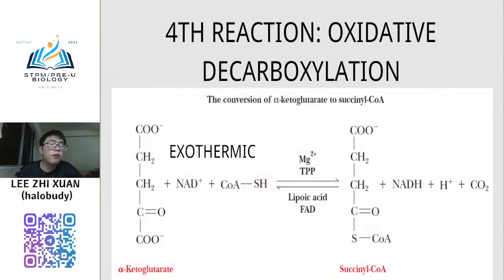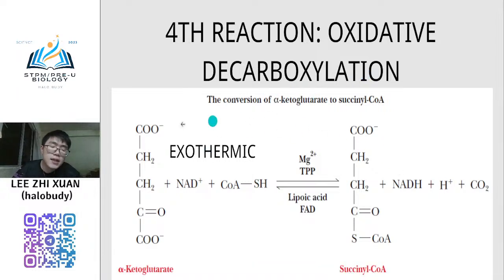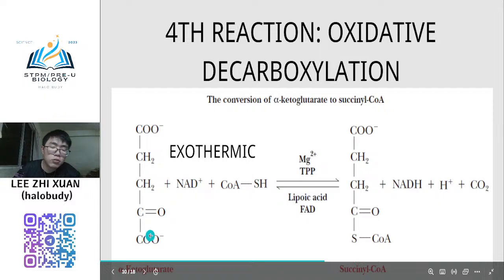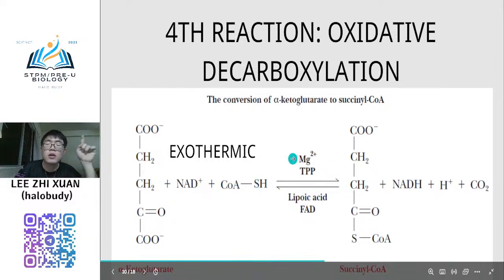Okay, and then the fourth reaction is also oxidative decarboxylation. In this reaction, alpha ketoglutarate will undergo oxidative decarboxylation to form succinyl CoA. This reaction is actually the same as the reaction in the link reaction, because it already involves coenzyme A. It binds to coenzyme A. So memang dia sama saja.